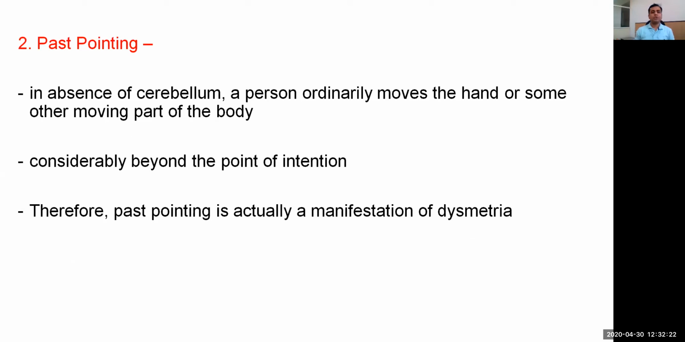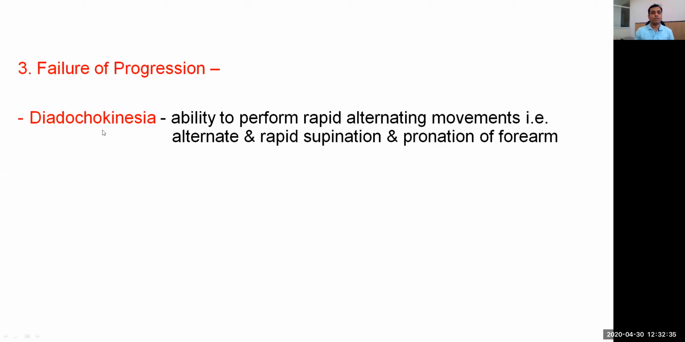Past pointing. In absence of the cerebellum, a person ordinarily moves the hand or some other moving part of the body considerably beyond the point of intention, and therefore past pointing is actually a manifestation of this. Failure of progression. There are three conditions here: dysdiadochokinesia, diadochokinesia, and adiadochokinesia. What is diadochokinesia? Ability to perform rapid alternate movements, that is, alternate pronation and supination of the forearm, this way. Rapid and alternate supination and pronation of the forearm.